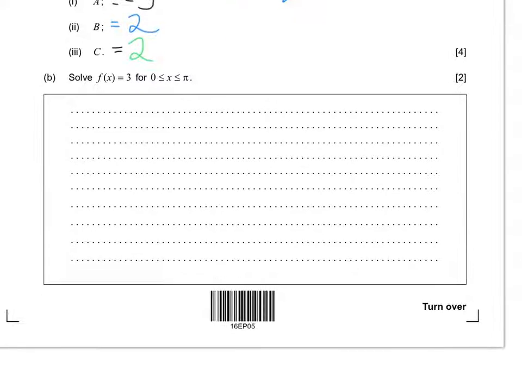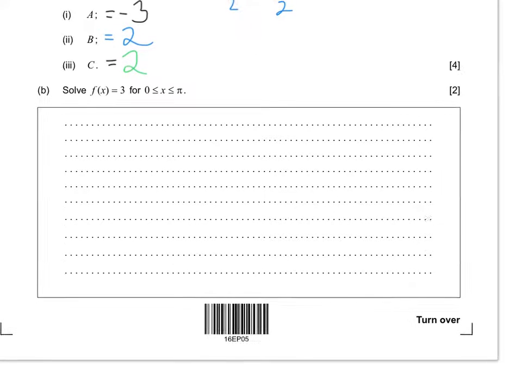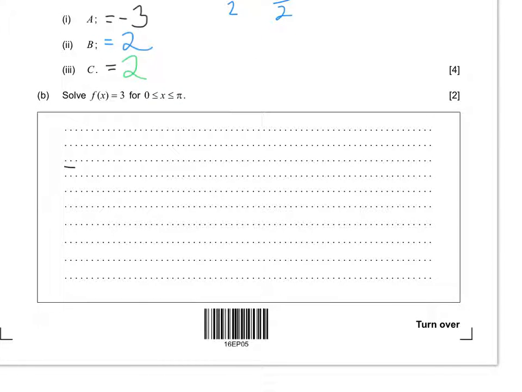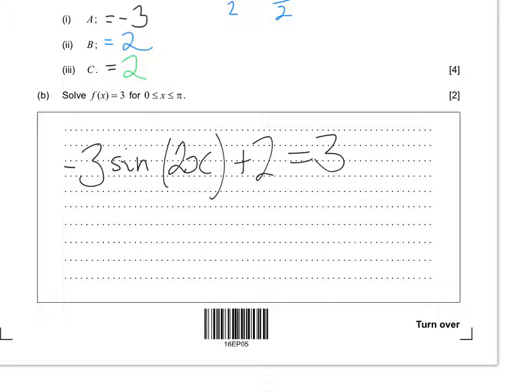Okay, solve f of x equals 3 between 0 and pi. So we're solving, we now know the equation, right? The equation is -3 sine, what was it, 2x plus 2 equals 3. Now it is possible to solve this algebraically, and if you don't know how to do that, you should learn. But this is a graphing question. This is a calculator paper. So we should be looking at the calculator.